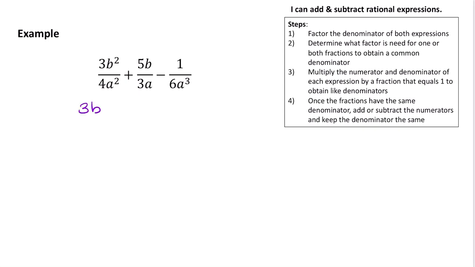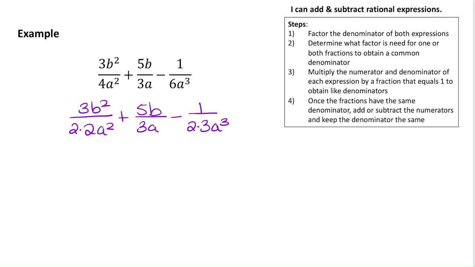So I'm going to write this as 3b squared over 2 times a squared plus 5b over, well, that's just 3 times a, right? And then minus 1 over, and 6, I'm going to write it as 2 times 3 and then a cubed. And now what I'm going to do is think about what would be my common denominator.